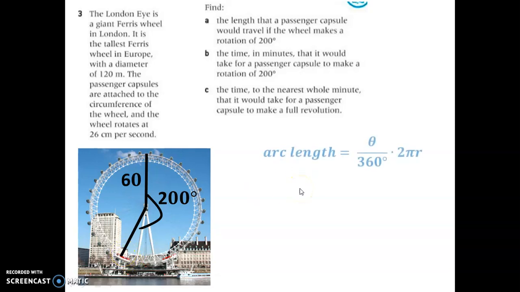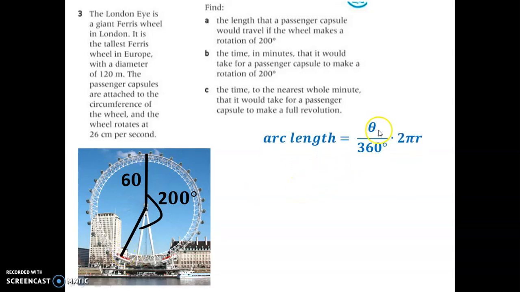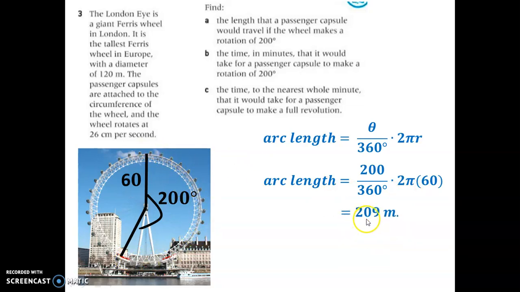So we're going to use the arc length formula. We know the angle is 200, we know the radius. So we put in the angle of 200, we put the radius of 60 meters, and that arc length here will be the length traveled by one capsule. That works out to 209 meters.